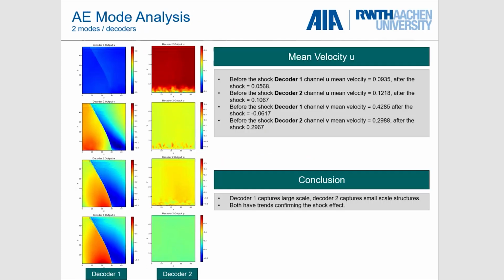Then we can also deepen our analysis by looking at the mean velocities before and after the shock for y equals 5 for decoder number 1 and decoder number 2, where the mean velocities are decreasing in both decoders before and after the shock, which is an expected behavior when encountering a shock wave. And to conclude this chapter, we can say that decoder 1 is capturing large scale and decoder 2 is capturing small scale structures, and both have trends that are confirming the shock effect.